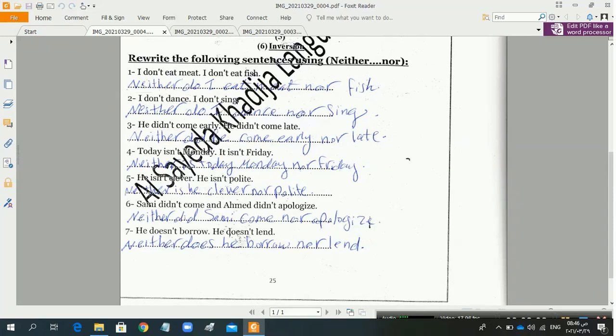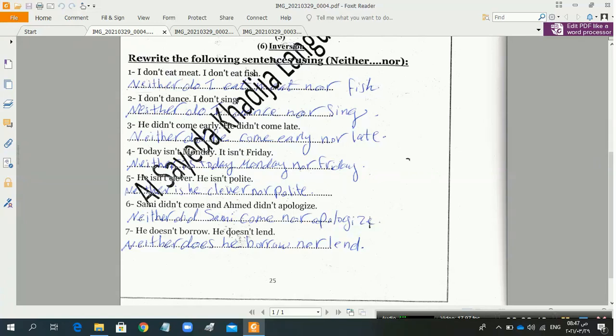Number two, I don't dance, I don't sing. Neither do I dance nor sing, okay. So I can say neither or nor, both correct. Number three, he didn't come early, he didn't come late. Okay, the helping verb here will be did in the past, as we wrote in our example in number three. Neither did he come early nor late.